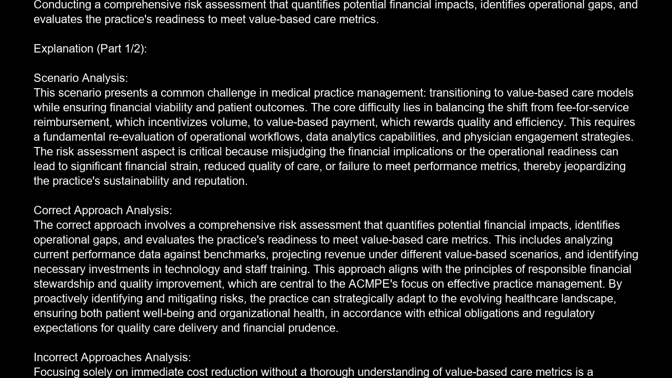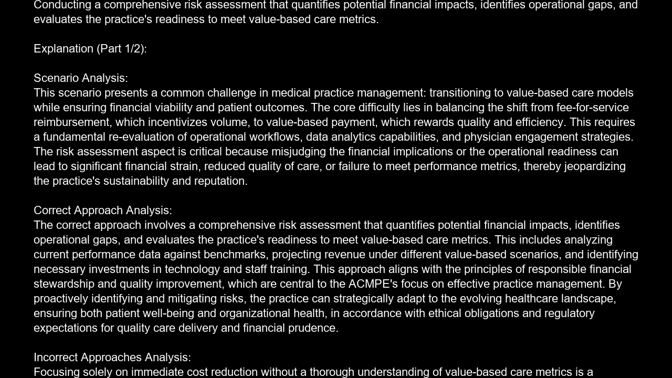Correct approach analysis. The correct approach involves a comprehensive risk assessment that quantifies potential financial impacts, identifies operational gaps, and evaluates the practice's readiness to meet value-based care metrics. This includes analyzing current performance data against benchmarks, projecting revenue under different value-based scenarios, and identifying necessary investments in technology and staff training. This approach aligns with the principles of responsible financial stewardship and quality improvement, which are central to the ACMPE focus on effective practice management.